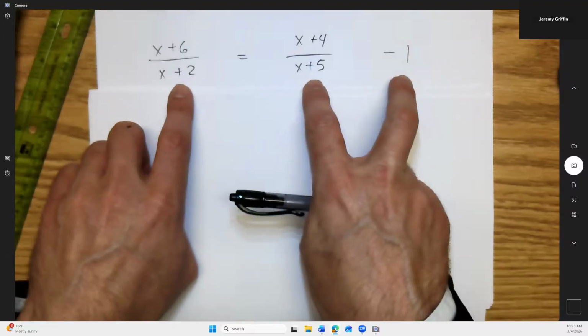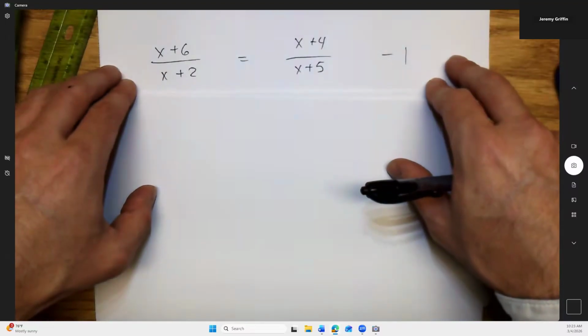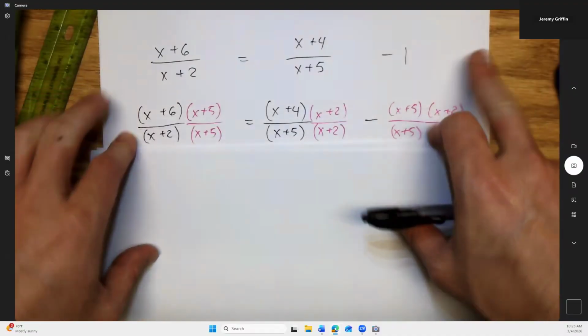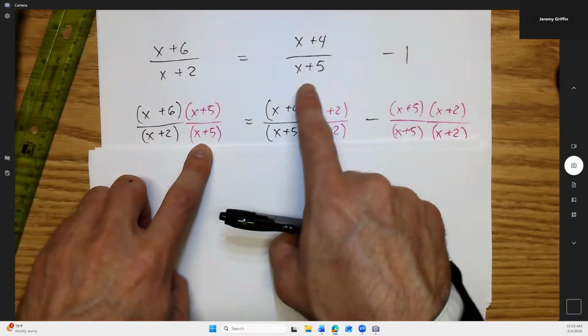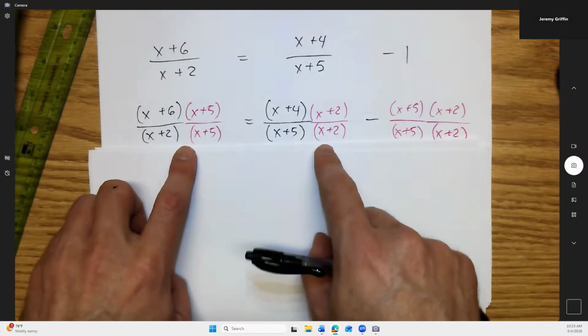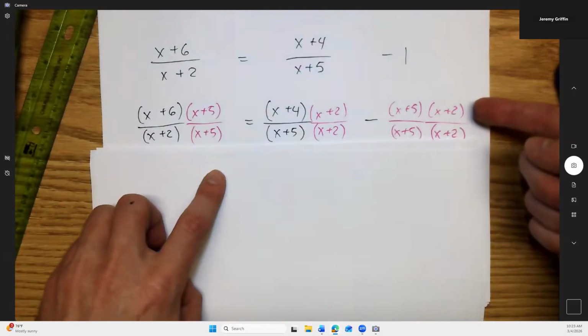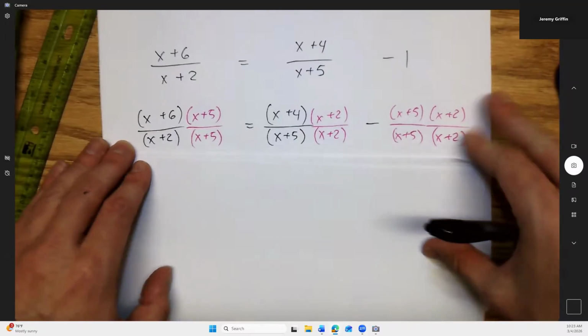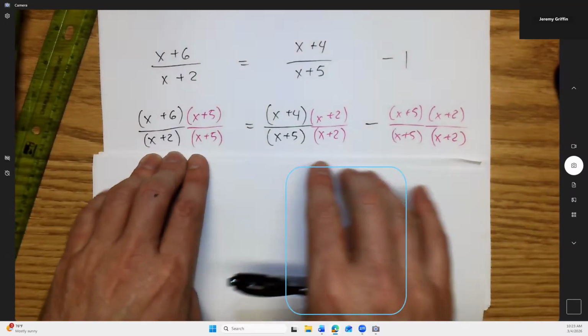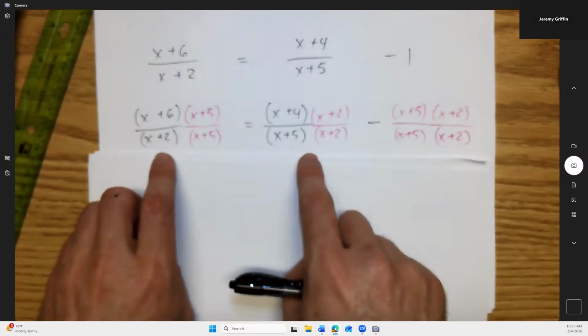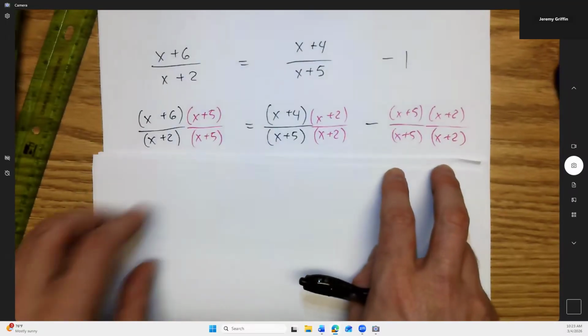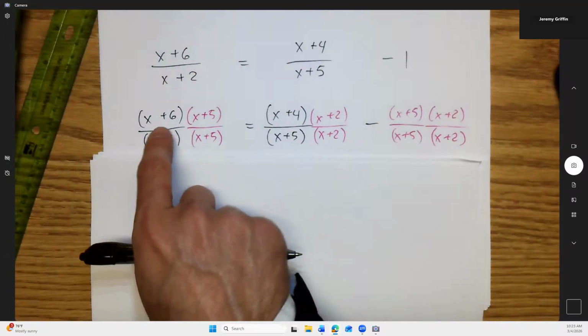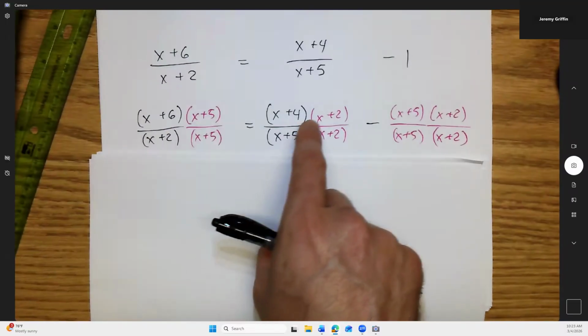All right, so this is what you're given. Now, 3 different fractions. You need a common denominator, right? So I know I need the x plus 5 bit because of this. I need the x plus 2 bit because of this. And this one needs both. So it's going to be x plus 5 over x plus 5 and x plus 2 over x plus 2. Right, so now you have 3 different terms, but they all have the common denominator, x plus 2 and the x plus 5. Right, so next thing, I'm going to FOIL out this, and FOIL out this.